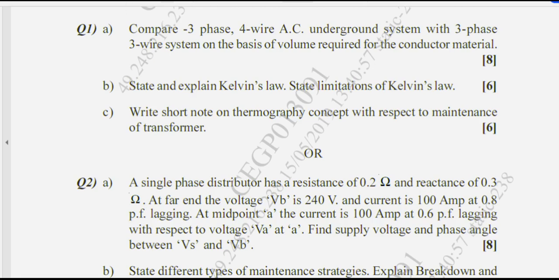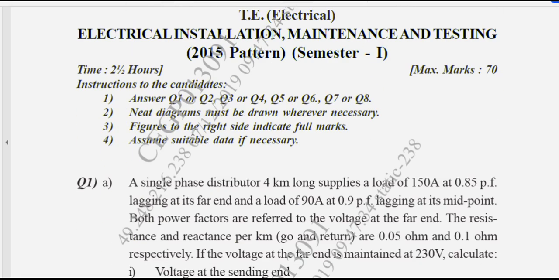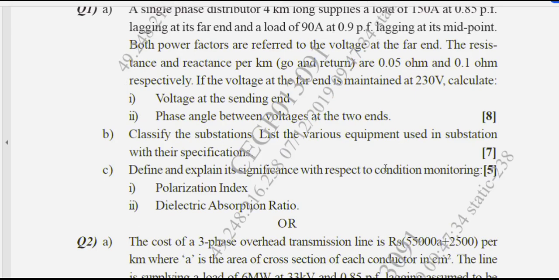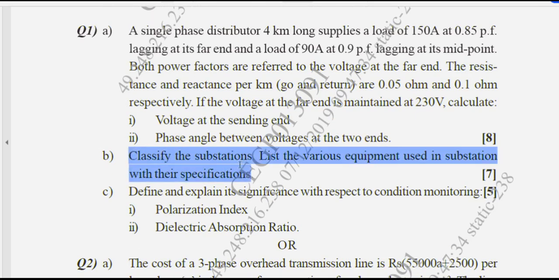Now we will go for the third paper. This is again the November December 2019 paper, and it is of 70 marks. We'll discuss the questions from unit number 2. So this is the question: classify the substation, and list the various equipment used in the substation with their specification.